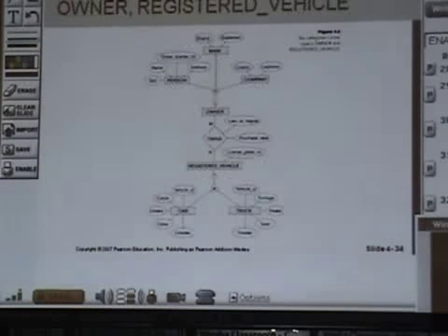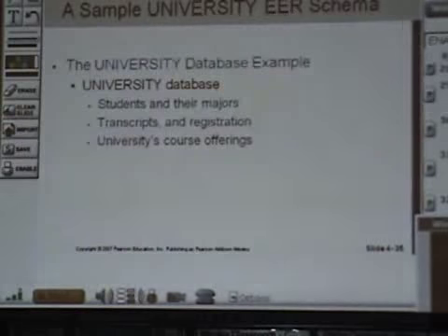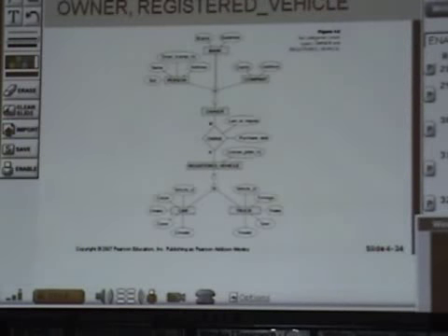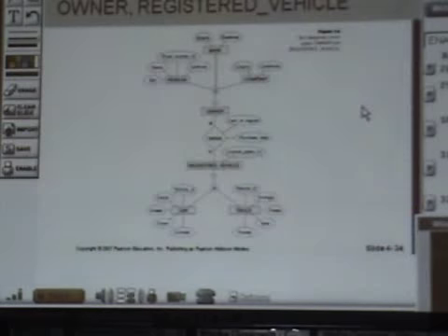This is the ER diagram for ownership. So, have you ever purchased a car in the United States? Financing is very popular here. You don't have to pay off everything in cash one time when you purchase it. Sometimes you can get a loan.